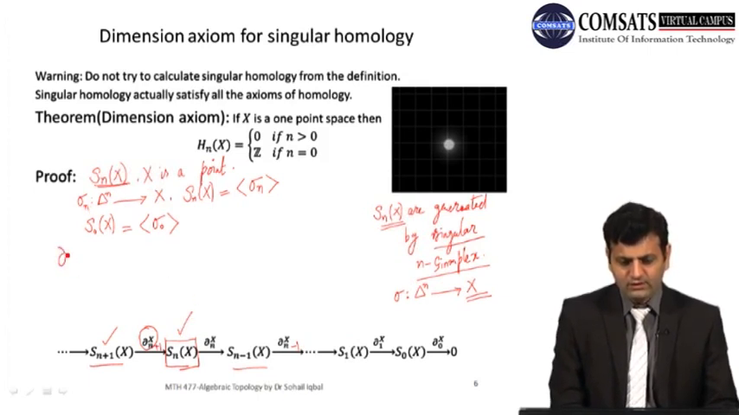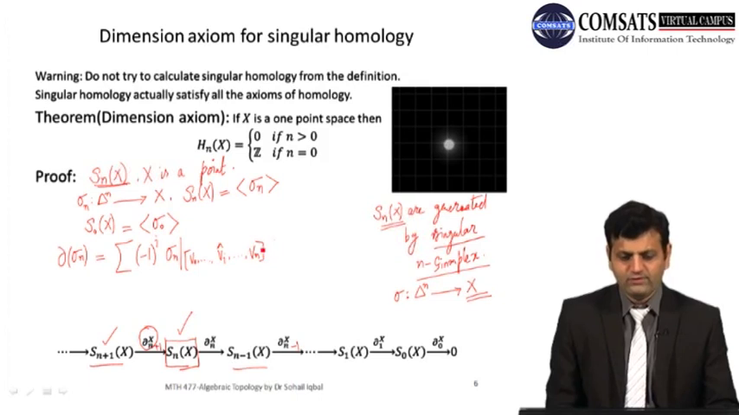Okay, so how to calculate the boundary of sigma n? We are just going to apply the definition. So this is equal to minus 1 raised to power i, sigma n restricted to v0 up to so on, where we delete this vertex vi, up to so on vn. So that's how we calculate the boundary.